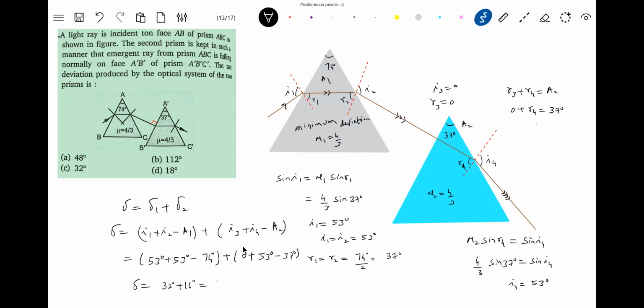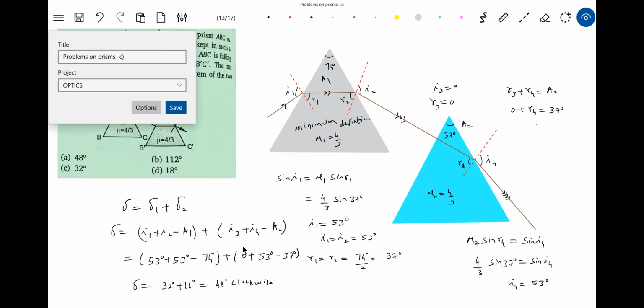32 degrees plus 16, 48 degrees clockwise. They're just simple. Prisms can be like this. Usually we did only with one prism. Two prisms can be like this. Even if this ray is not incident, normally also can manage.